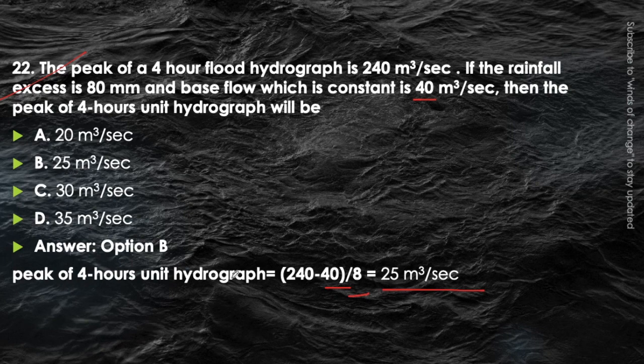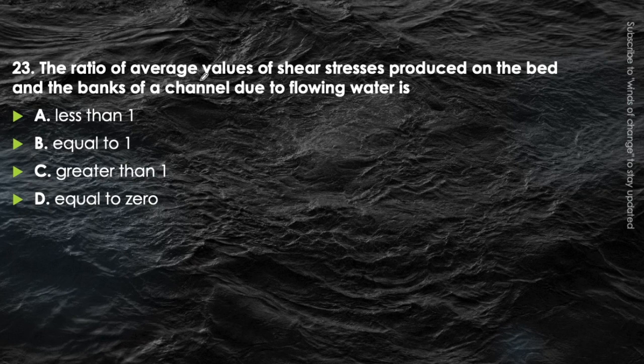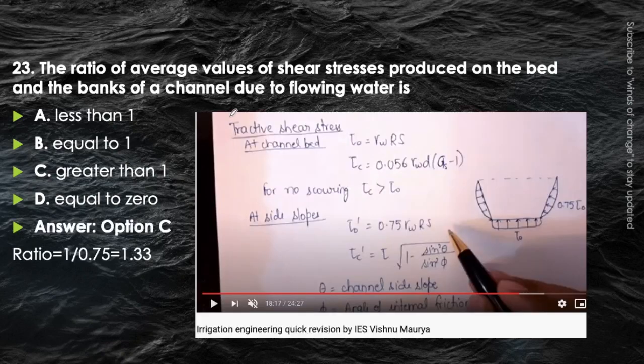Okay, next question. The ratio of average value of the shear stresses produced on the bed and the bank of the channel due to the flowing water is less than 1, equal to 1, greater than 1, or equal to 0. Very easy question. If you memorize it, that we have explained it in the revision video of irrigation engineering very well. You can watch it there. In this question, the answer that will become greater than 1. How it is so? This is being explained in that video of irrigation engineering quick revision.